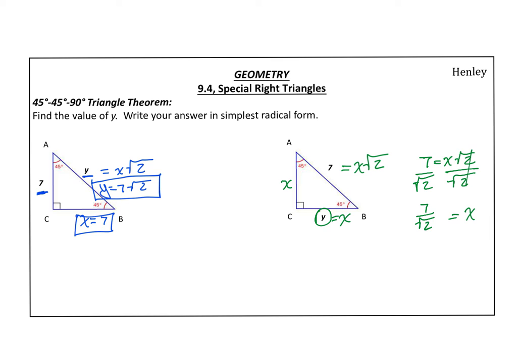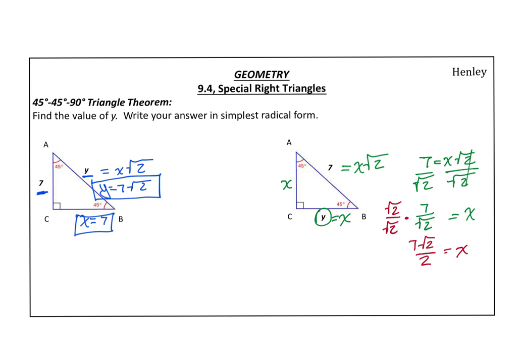So in order to get rid of that radical, you're going to multiply both top and bottom by the square root of 2. Now the reason that we do that is you have the square root of 2 times the square root of 2. It'll give you the square root of 2 squared, which gets rid of the radical. So these two become 2. On top, we have 7 times the square root of 2 equals x. That's all you have to do.